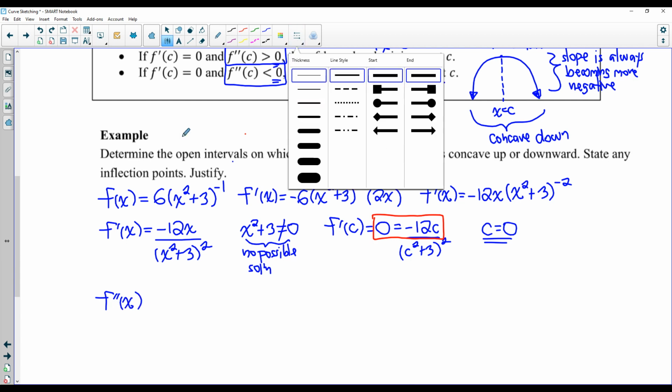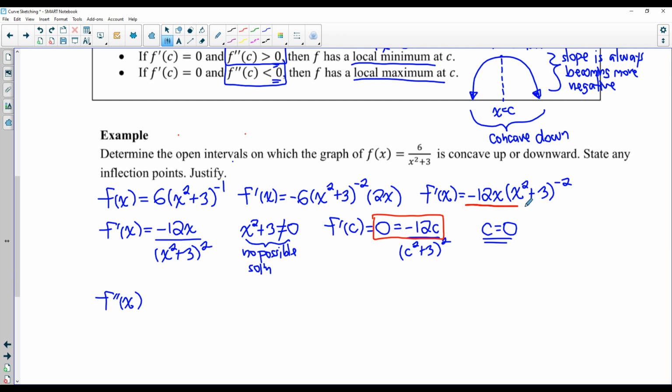Now, the equation I'm going to base it on is the one that is written right here. Actually, no, check that. We'll do the one that's written in this form. So I'm going to have to use the quotient rule. Okay, so what this would look like is f double prime of x would be equal to, we take the derivative of negative 12x, so that would just be negative 12. That's easy. And then hold the denominator constant, so x squared plus 3 all squared.